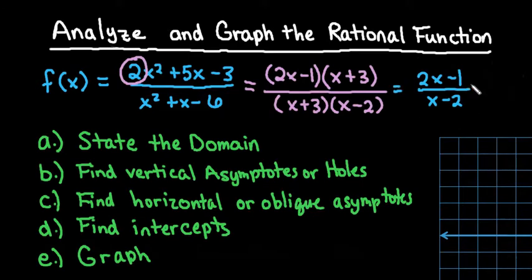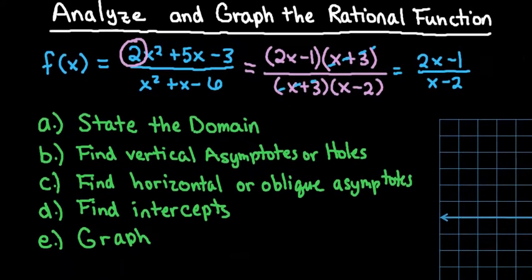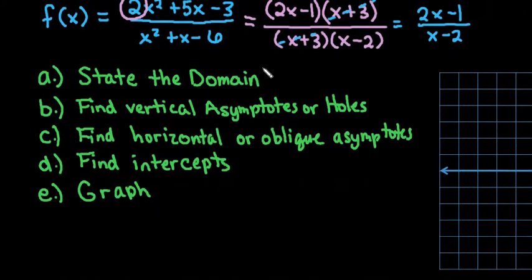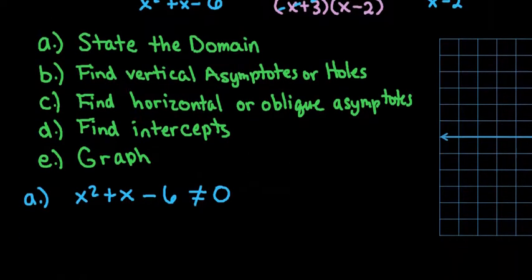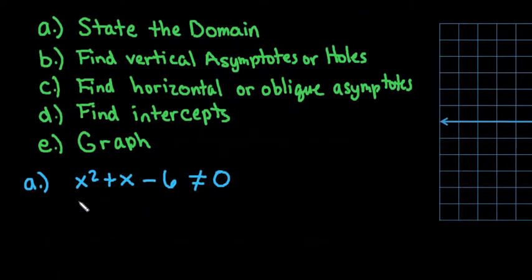When we get down to the graphing part, this is essentially what we're graphing, because this term right here cancels out. So let's start talking about all of the things that we have down here. Remember, the domain is all values where the denominator does not equal 0. So for part A, we're going to take the denominator of the original, x² + x - 6, and remember that this cannot equal 0. We already factored this into x + 3 and x - 2.